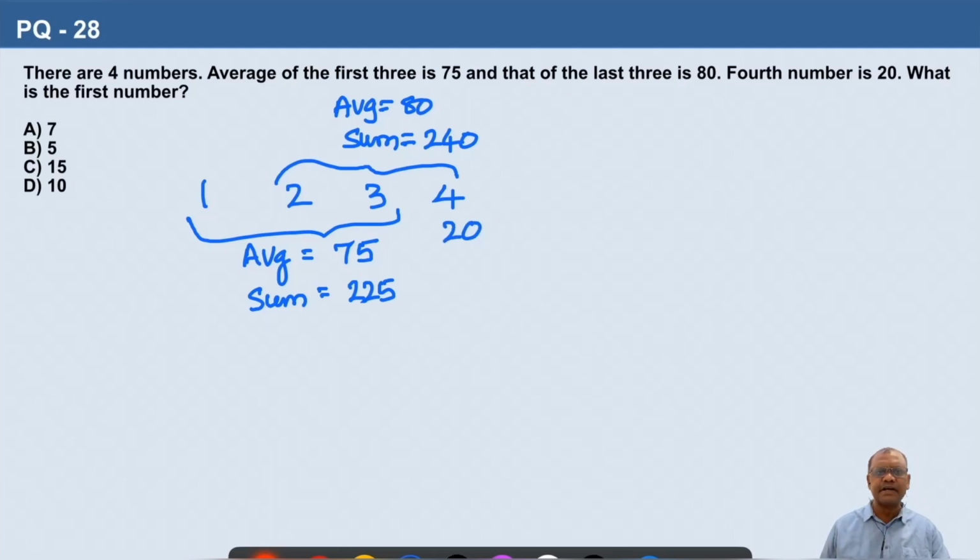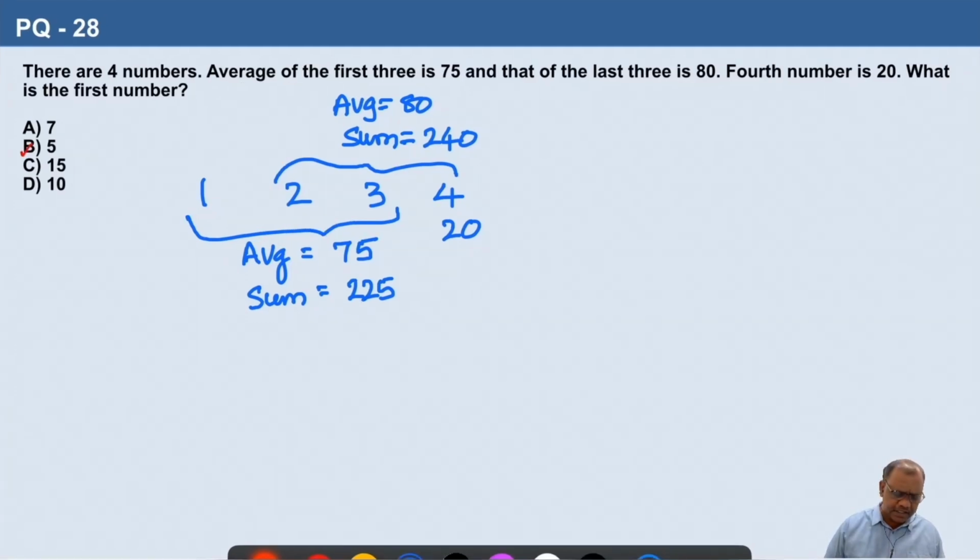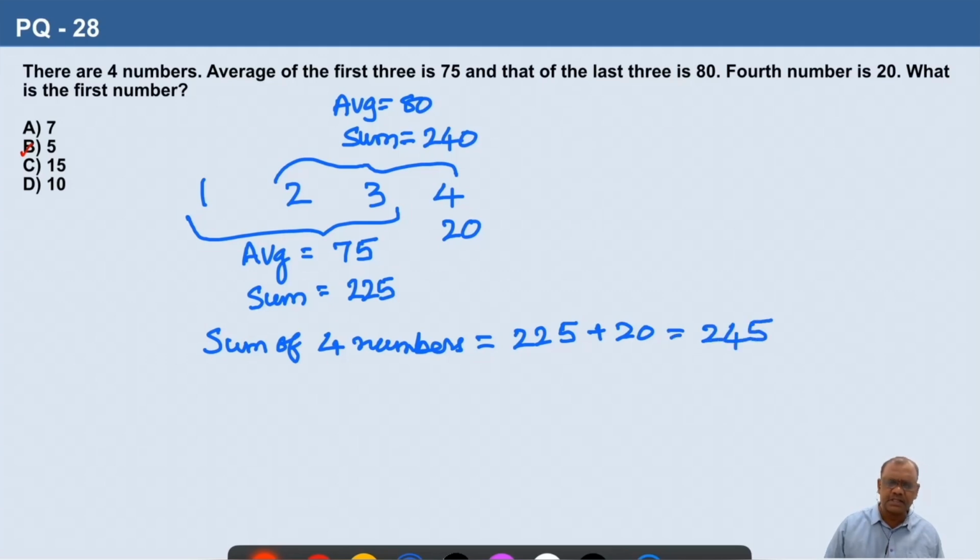Now he is asking us to find out what is the first number. Now let us find the sum of all the four numbers. The sum of all the four numbers is equal to 225, the sum of the first three numbers, and the fourth number is 20. So if you add, you will get 245. So this is the sum of all the four numbers. From this, you have to subtract the sum of the last three numbers. So that gives the first number.